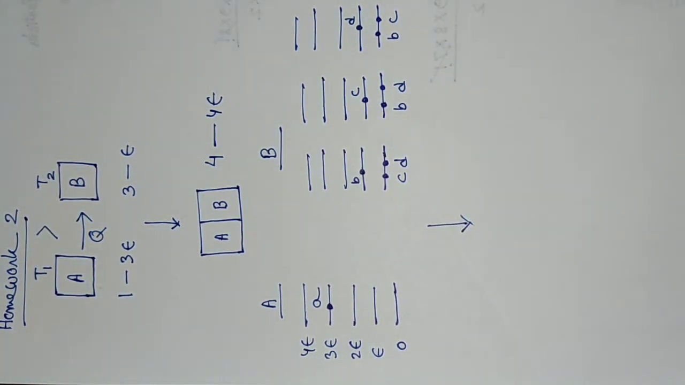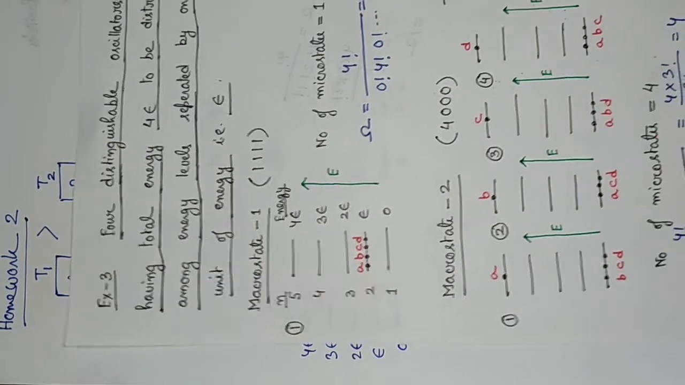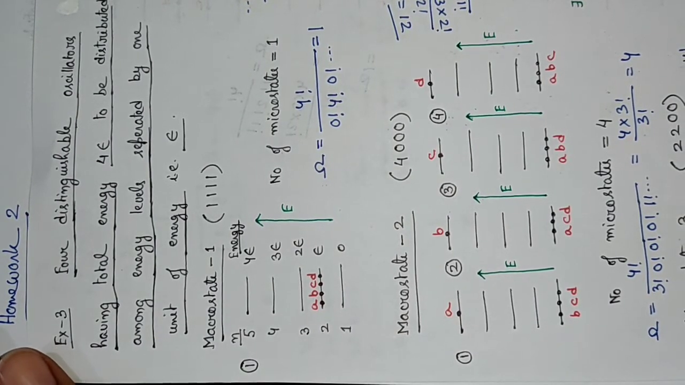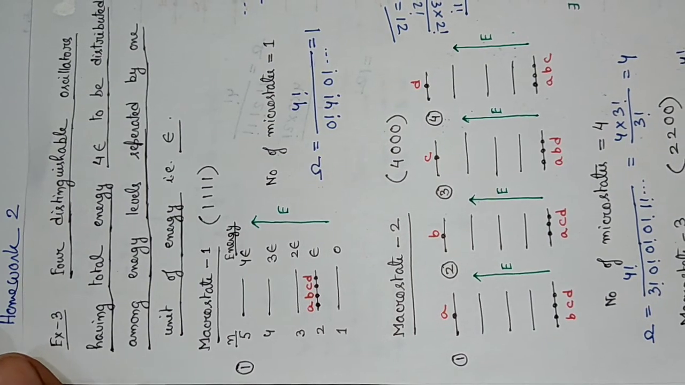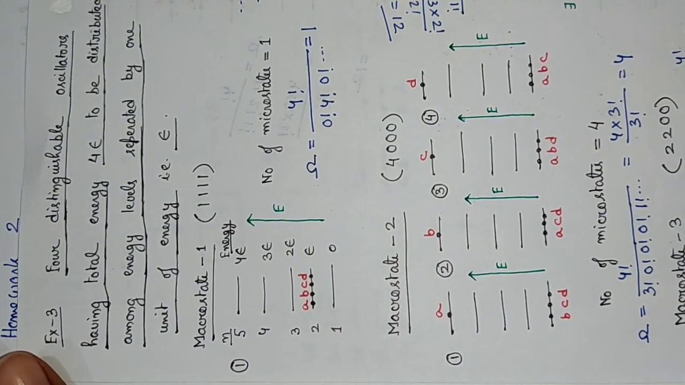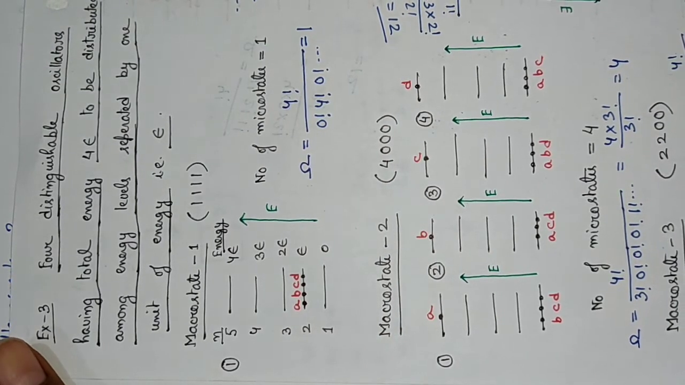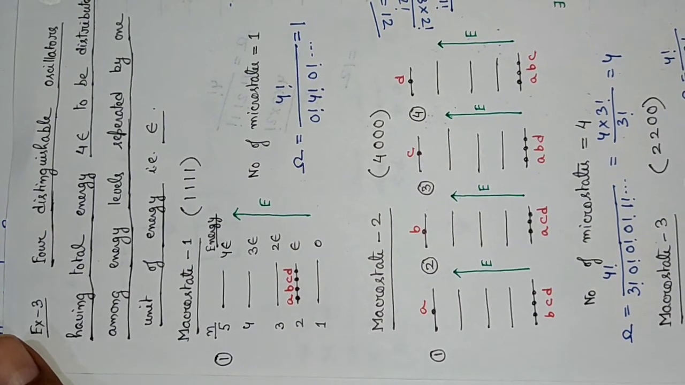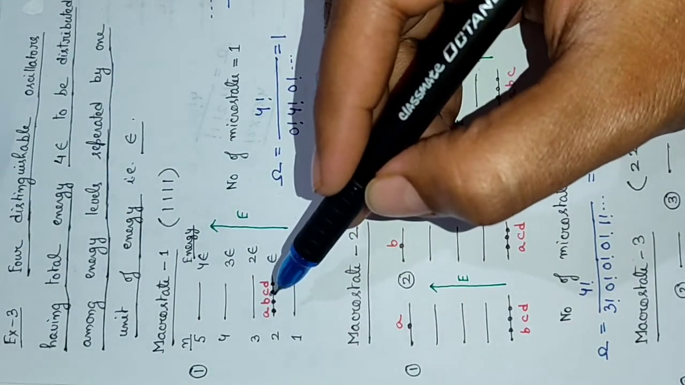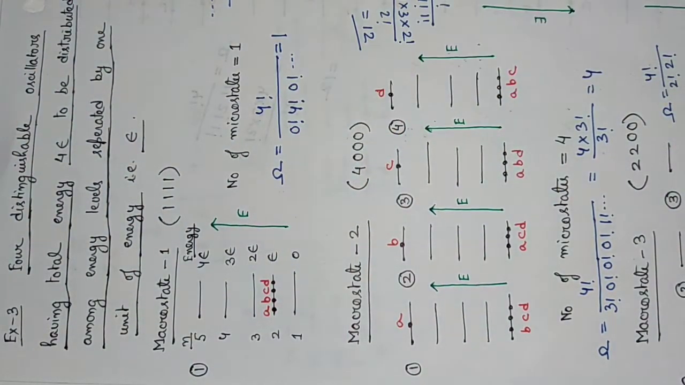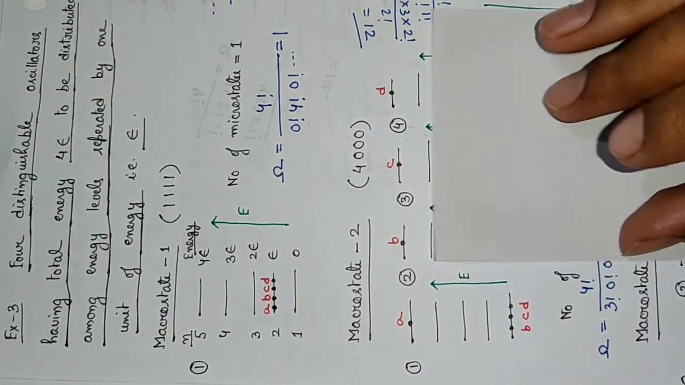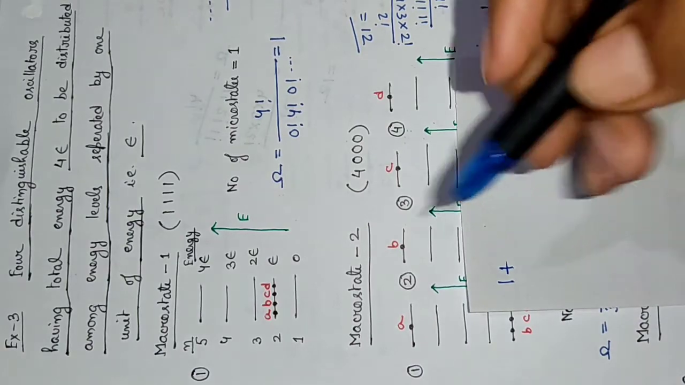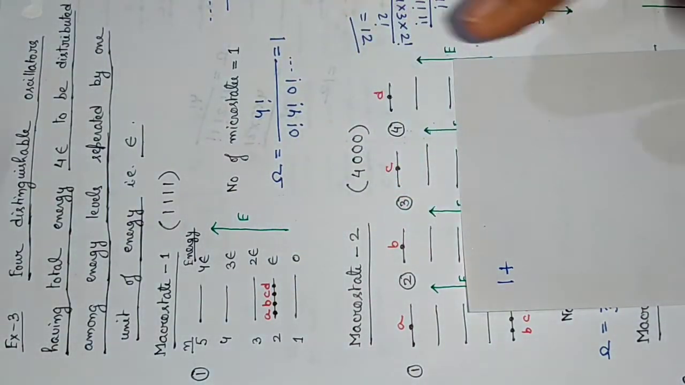For this, we will take the composite system and count the number of microstates having A greater than 3 epsilon in energy, and having A in those levels with energy less than 3 epsilon. Here it is having lower energy, so we count this microstate. We will use this token, and so we get 1 microstate having lower energy.